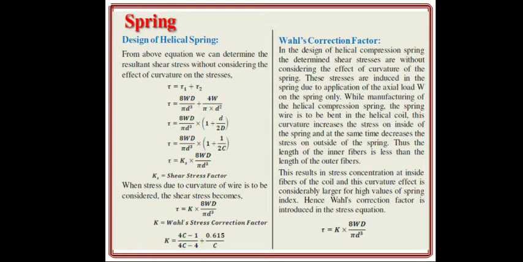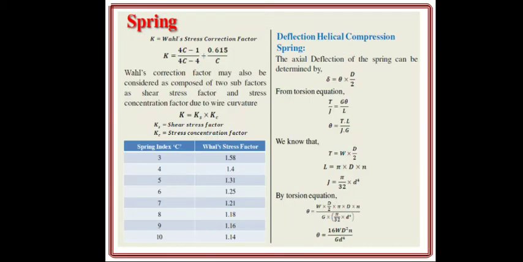So instead of K, here we have to use KW, that is the wall stress correction factor, that we need to consider for the shear stress due to the effect of curvature. So now K is nothing but the wall stress correction factor, which we can find by the formula K equals (4C minus 1) divided by (4C minus 4) plus 0.615 by C, where C is the spring index that we can find as capital D by small d.